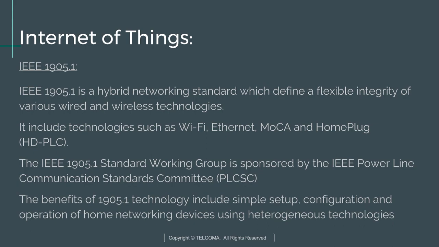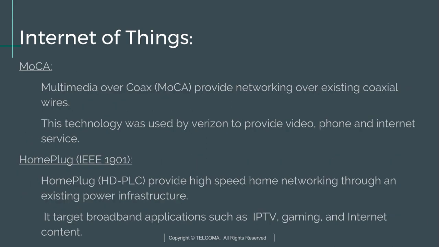Now we will discuss the two remaining technologies, that is multimedia over coaxial wires and HomePlug. The first is multimedia over coax. It provides networking over existing coaxial wire. We use the existing coaxial wires laid down for the transmission of data, voice or video. This technology was first used by Verizon to provide video, phone and internet services to the user.